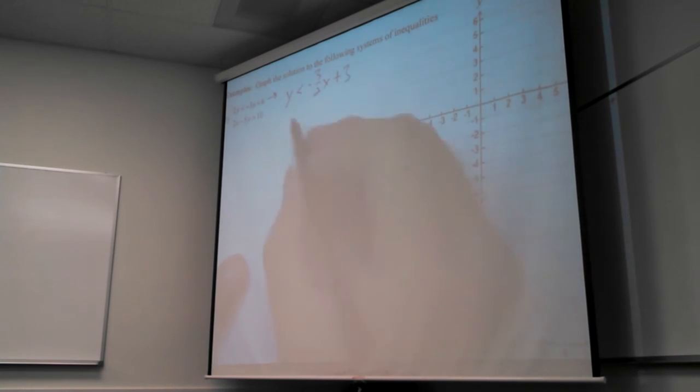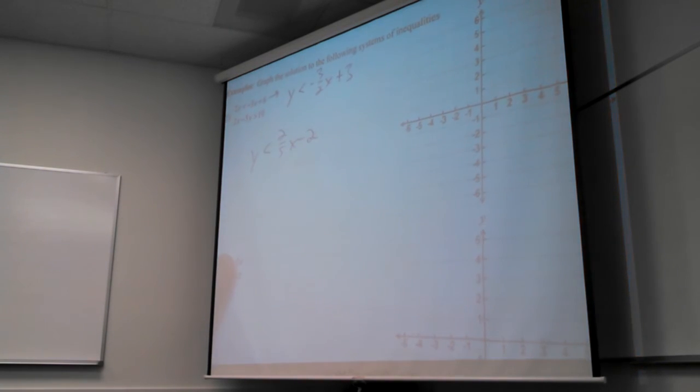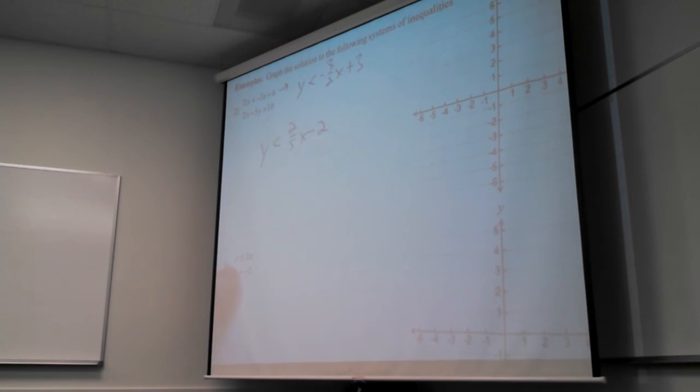All right, so let me catch up to you guys. If you solve the first one for y, there it is. If you solve the second for y, you get that, I believe. Does that look right? Y less than, yes, x minus 2, yep. I like it. So if you did solve for y, that's what you should have gotten.